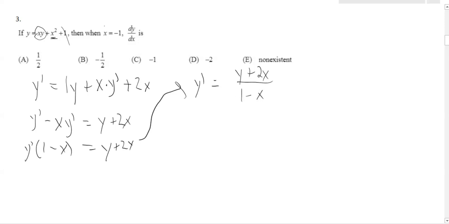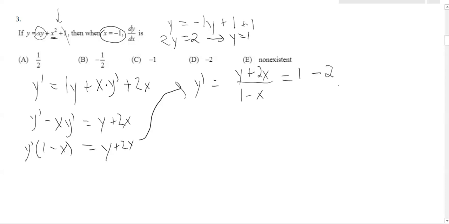Now you notice they told you that x equals -1, but you have a y in our equation here for the slope or for the derivative. So we could plug -1 back into the original equation and solve for y. Hopefully that'll work. And it will in this case. So -1 times y plus -1 squared is going to be 1 plus 1. So if I solve this for y, I would have 2y equals 2, so y equals 1. So if y is 1, you'd have 1 minus 2, where x is -1, over 2. So you have -1/2, which is that choice right there.